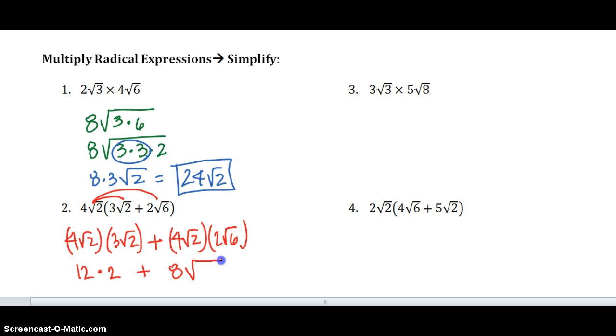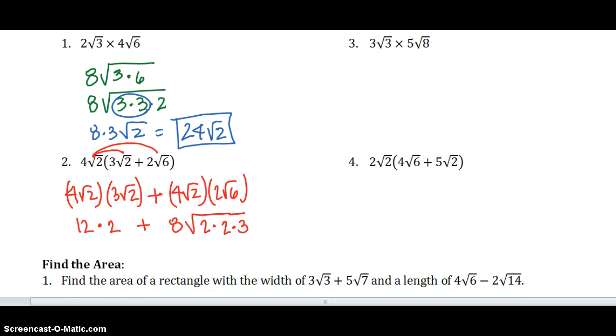The square root of 2 times the square root of 6 is the square root of 12, which is 4 times 3, or you could leave it 2 times 6, which is 2 times 3. So that's how that one can break down and lasso out the square term. So that'll be times 2 outside. So our final answer for number 2 is 12 times 2 is 24 plus 16 radical 3.